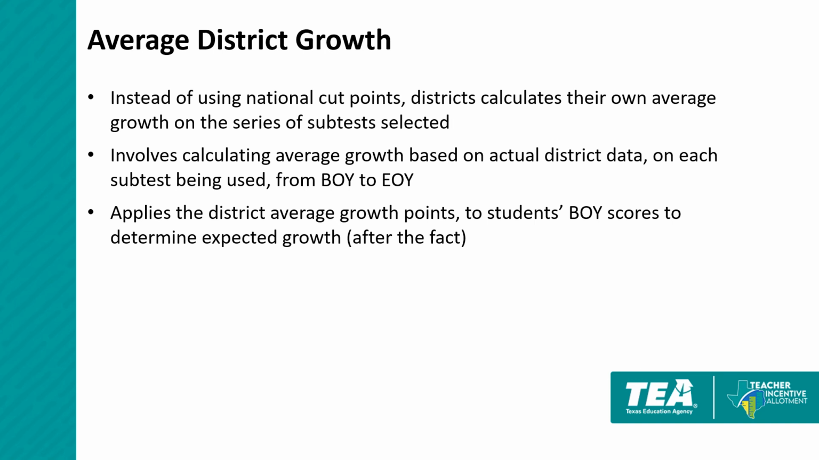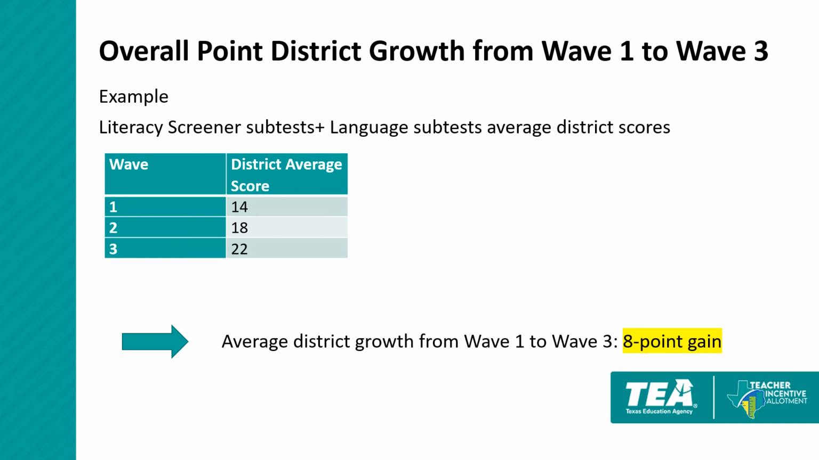A different method districts could use is to calculate their own average district growth instead of using their nationally normed cut points or the performance bands from TX-KEA. This is similar to the method we use with the CIRCLE test, where districts calculate their own average score of their kindergarten students at the beginning of the year in Wave 1. Then at the end of the year, districts would calculate the average score of kindergarten students on the Wave 3 test. Using these 2 data points, districts could calculate the average growth for a kindergarten student over the course of the year. Then districts could apply that average growth points to the student's Wave 1 score to calculate students' expected growth target. Here is an example from one Texas district.